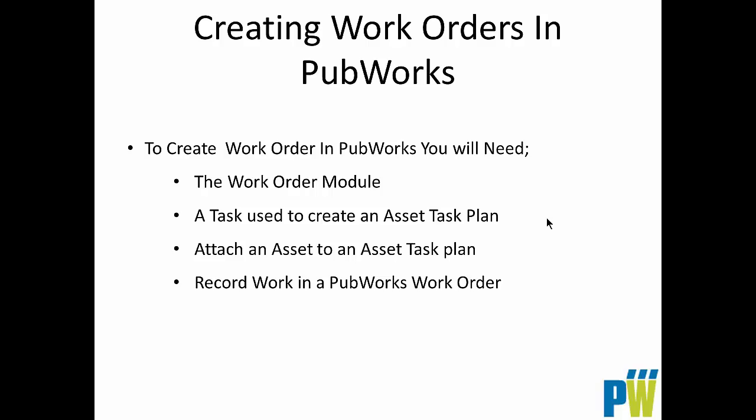Once the asset task plan has been developed, then you attach the asset task plan to the asset in which you're going to be working, which in my case will be parks. Once that is done, then you can record work in a PubWorks work order. And then once that is done, then you can report just like you do on any of the activities in PubWorks. So let's take a look.